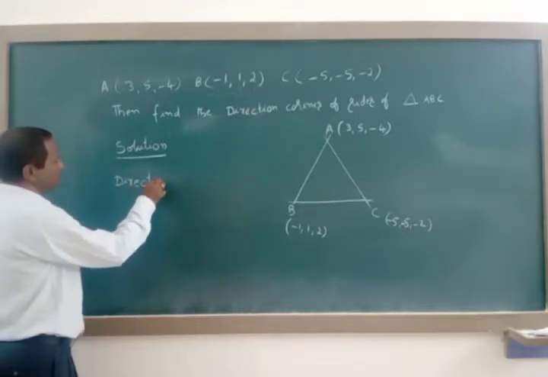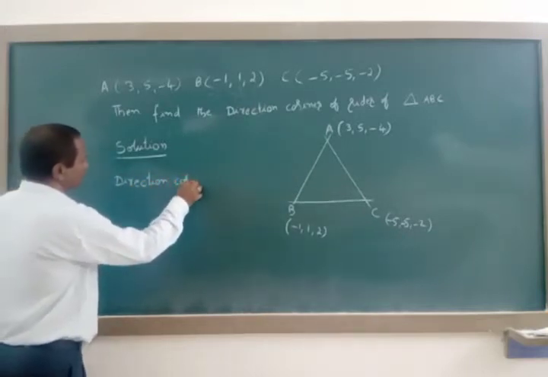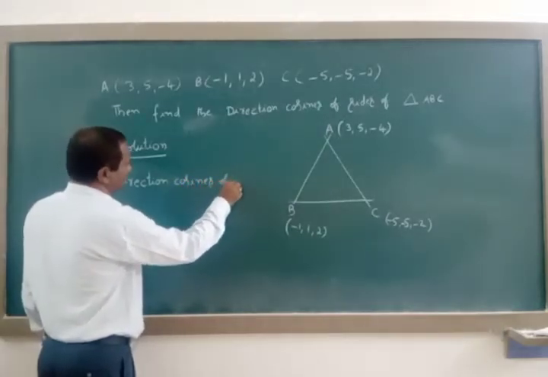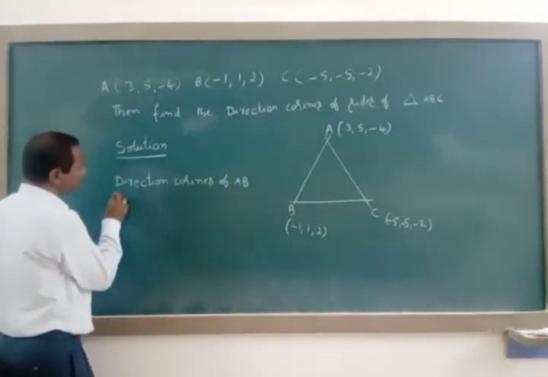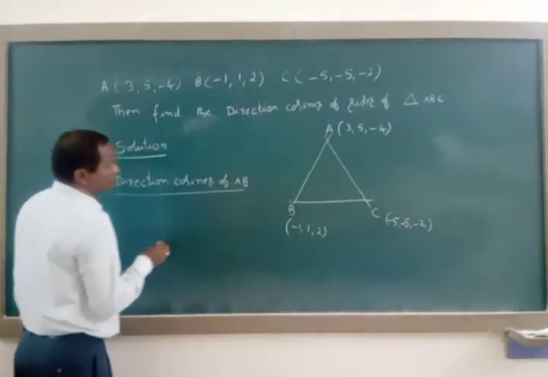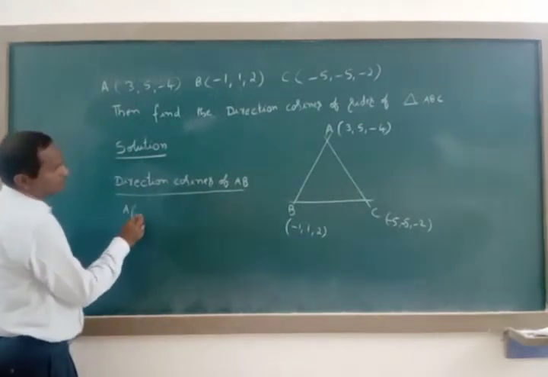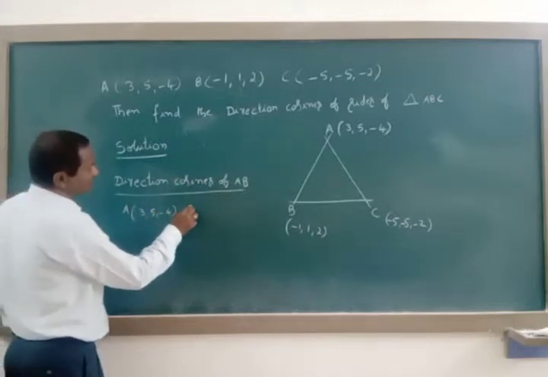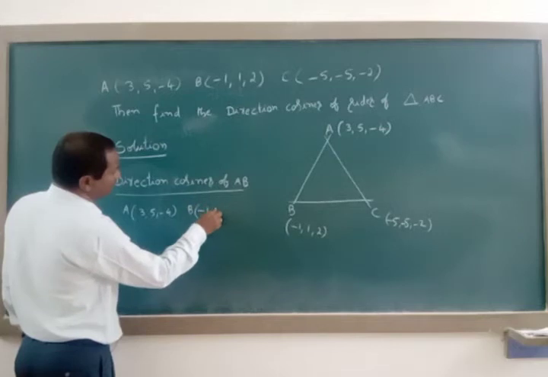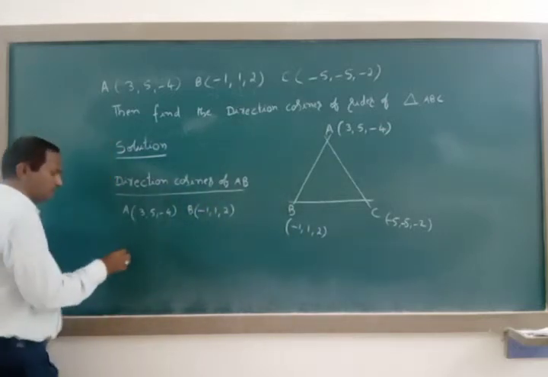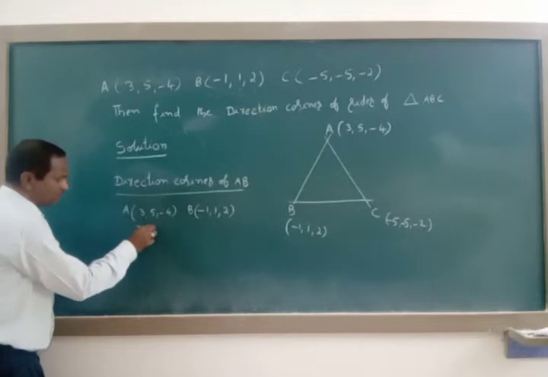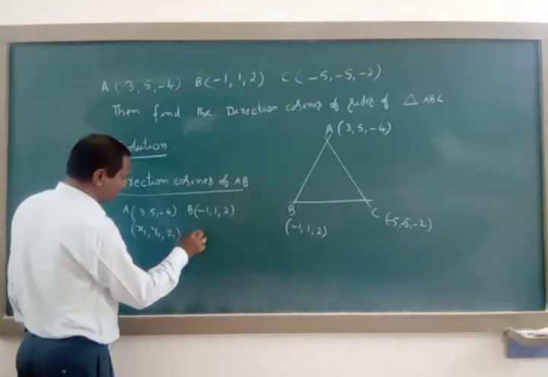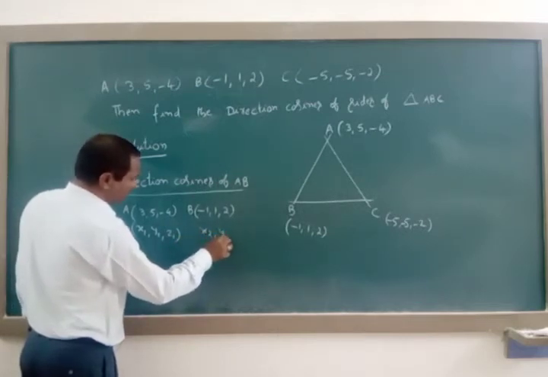First, direction cosines of AB. Here capital A is 3 comma 5 comma minus 4 and B is minus 1 comma 1 comma 2. Consider A as x1 comma y1 comma z1, and B as x2 comma y2 comma z2.